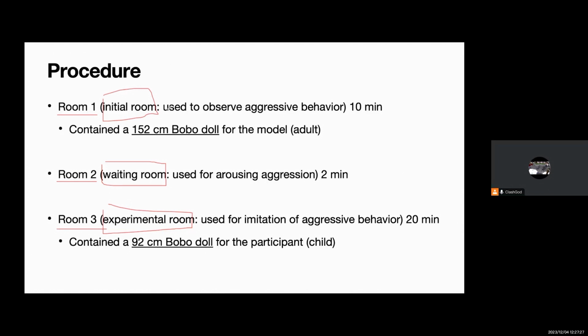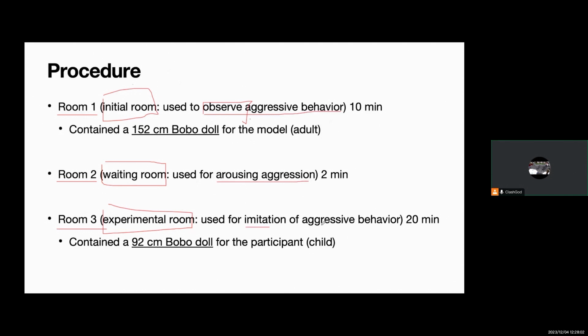So what is room 1 used for? In room 1, the children are given the opportunity to observe the aggressive behavior of the adult model. So room 1 is all about observation of the aggressive behavior by the children. The second is about arousing aggression. We try to arouse the children's aggression. We make them irritated so that in the experimental room, room 3, they would display more aggression. So room 2 is arousal.